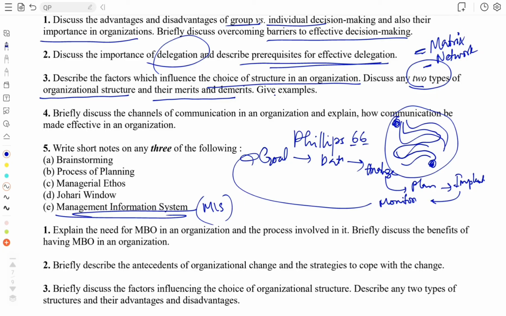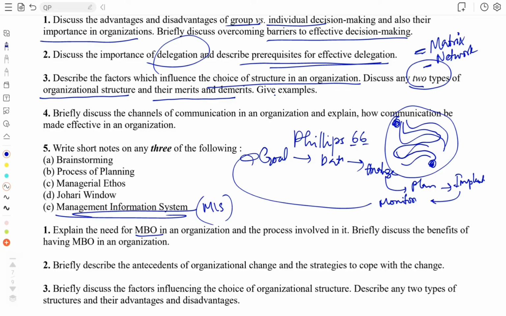Anyways, let's move ahead. Again, it is a question on management by business objectives. Explain the need for MBO in an organization and the process involved in it, and briefly discuss the benefits of having MBO in an organization. So MBO we had discussed in the first part. Please check that video. We'll go to the next question.